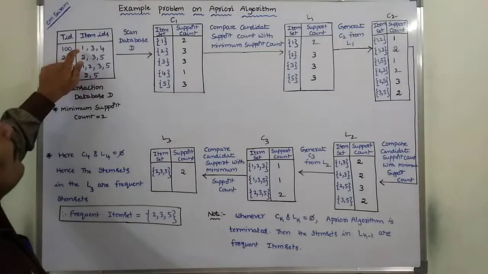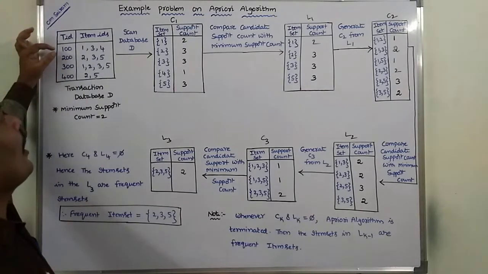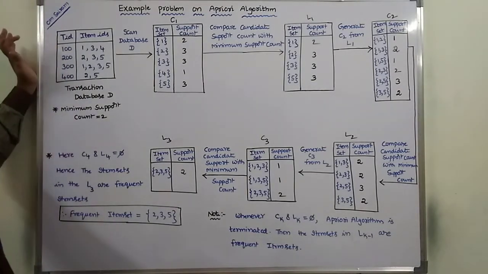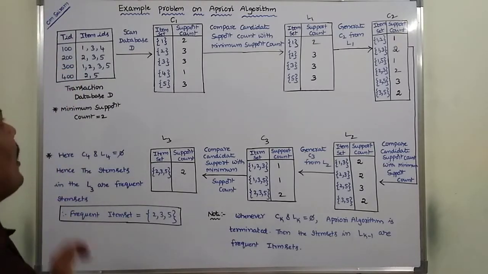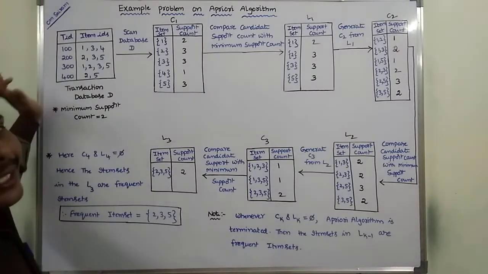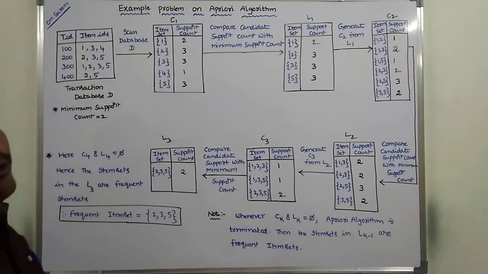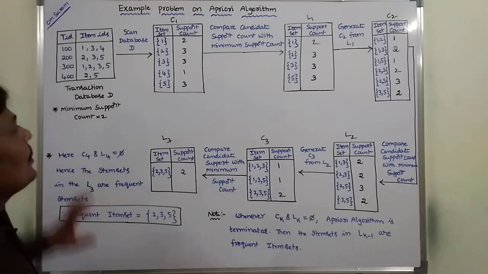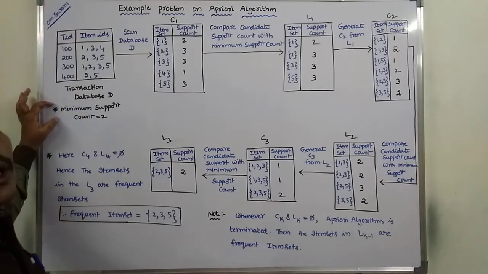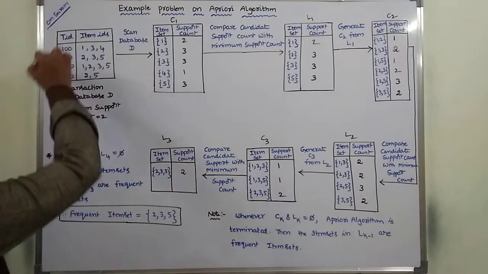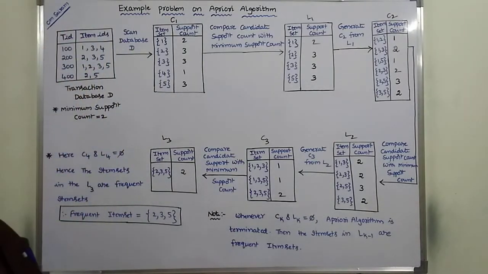Here items 1, 3, 4 are purchased in transaction ID 100. In transaction ID 200, items 2, 3, 5 are purchased. In transaction ID 300, items 1, 2, 3, 5 are purchased. In transaction ID 400, items 2 and 5 are purchased. So this is the given transactional database D, and the minimum support count is equal to 2. These are the inputs for the example problem on the Apriori algorithm.